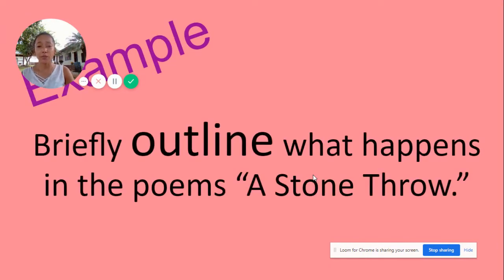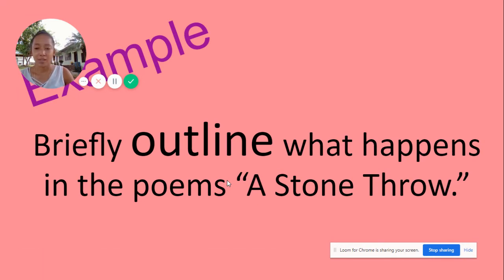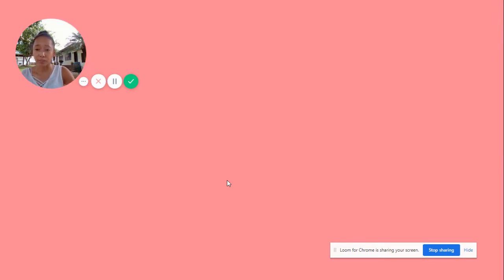Here's an example. It says briefly outline what happens in the poem A Stone Throw. What are they asking you to do? They're asking you to tell me in an orderly fashion what happened in the poem, right? So in the poem A Stone Throw, the beginning, it's a woman, she's being stoned, somebody defends her, and then people walk away, right? So that would have been something like an outline that they're asking you. Orderly fashion, and in a way, you are giving an overview of what happens throughout.